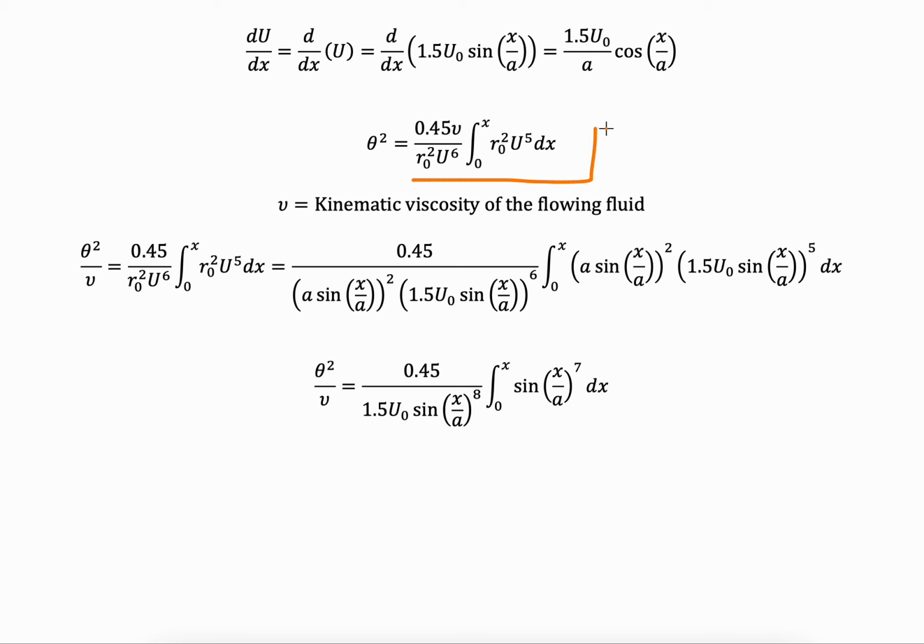And then we have the equation of 0.45 over r squared u to the power of 6, the integration of this one, and then we substitute the value. We do the integration, and we get this one. And finally we could have the final equation of this one.